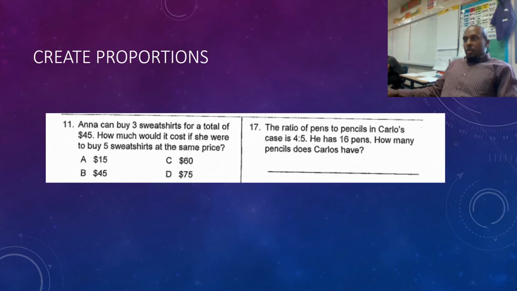Okay, we're setting up a proportion for this one as well. Anna can buy 3 sweatshirts for a total of $45. That's our first ratio. So 3 sweatshirts for $45. Okay, let's make sure we label the shirts.